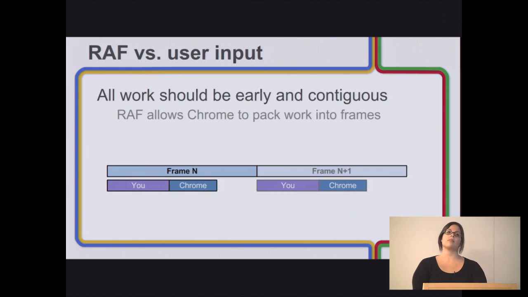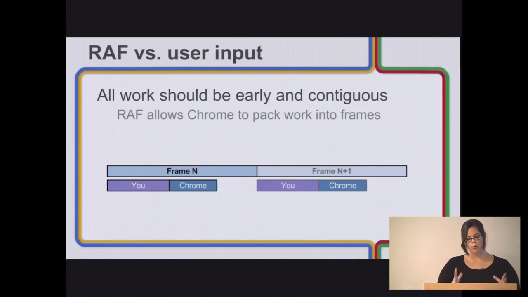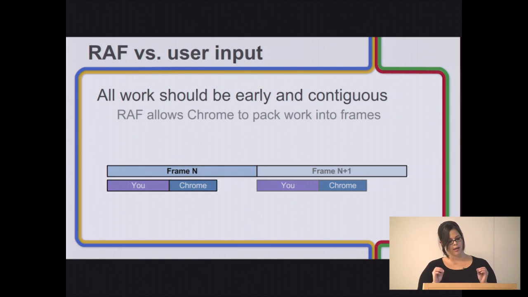All right, so one more thing to talk about with user input is that one of the really important things that requestAnimationFrame does is it allows Chrome to schedule your work accordingly. So again, we see the same simplified version of the diagram we've been looking at, where you have your work and then Chrome's work and then wait, and so on and so forth. This all makes perfect sense, nice repeating pattern.